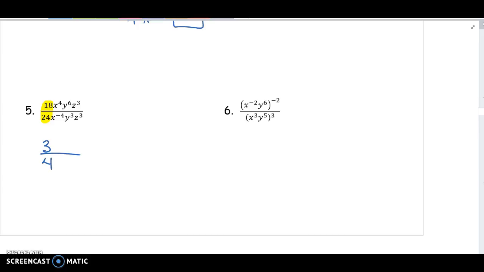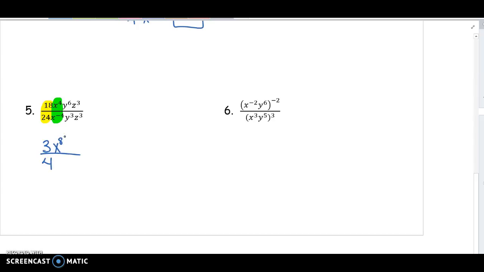Next, we look at the x's. We have x to the 4th over x to the -4th. And some of you are thinking, oh, hey, they cancel, but they don't. X to the 4th divided by x to the -4th. When we're dividing with the same base, what do we do with the exponents? So what is 4 minus a -4? 8. This becomes x to the 8th.